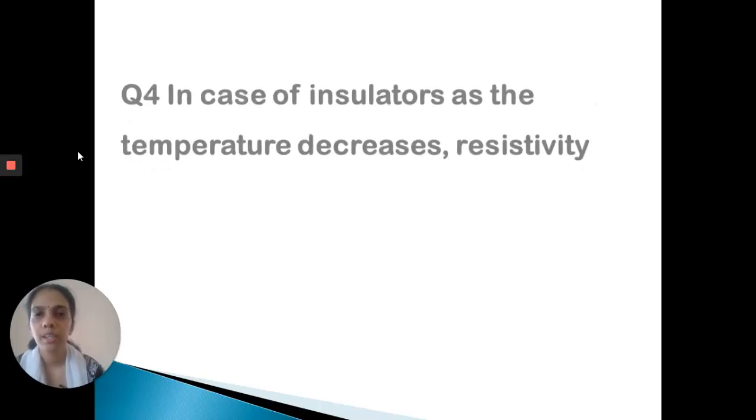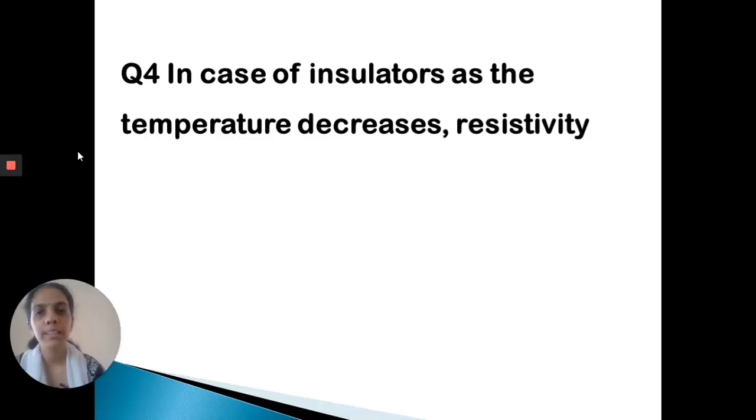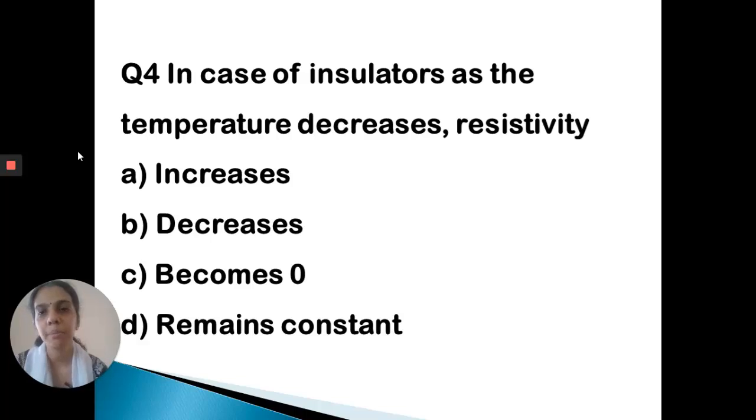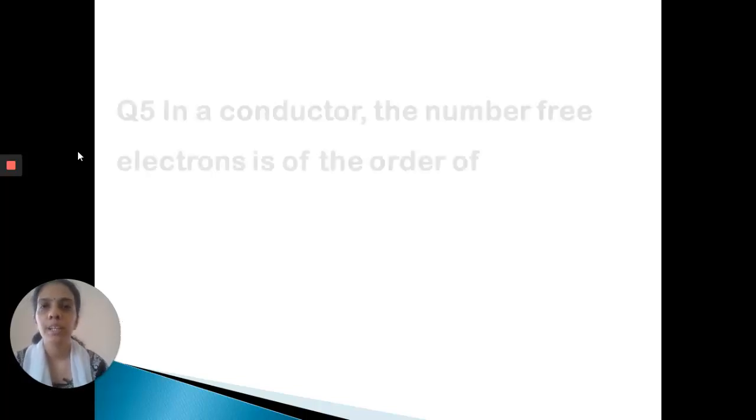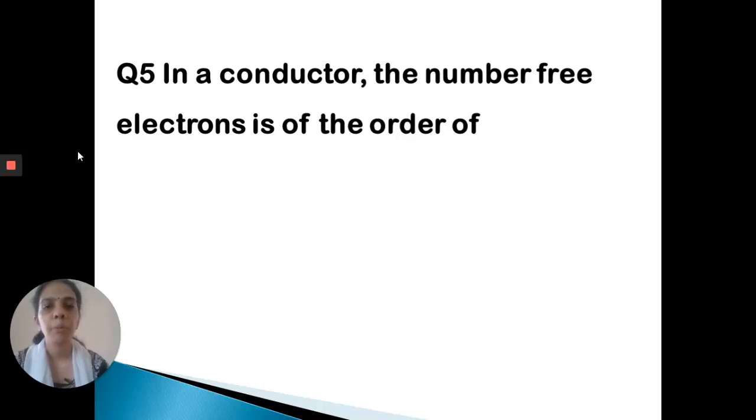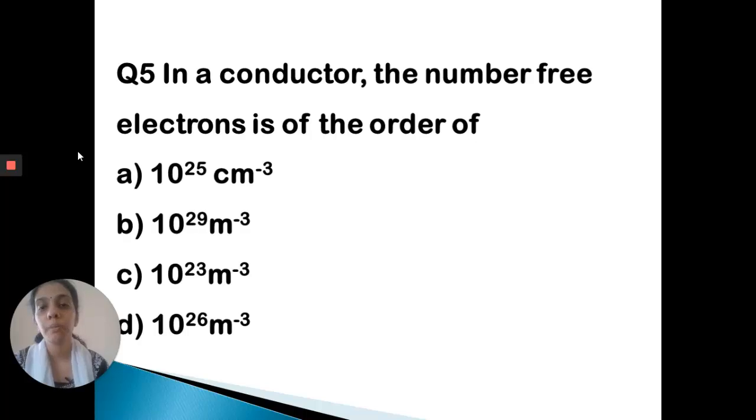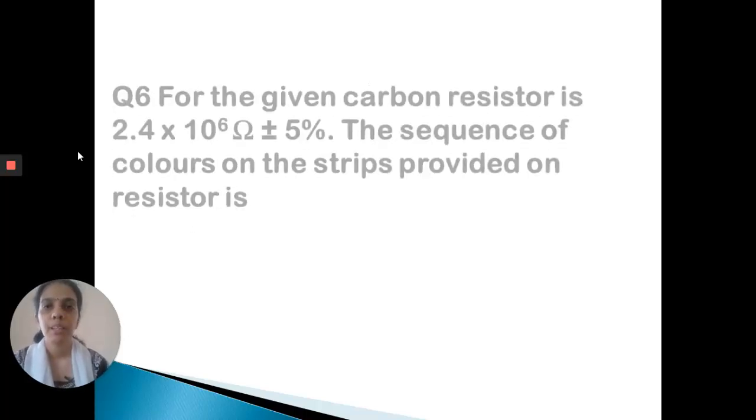The next one: in case of insulators, as the temperature decreases, what will happen to the resistivity? We draw the graph and study it. As temperature decreases, resistivity will be increasing. Resistivity increases as temperature decreases. The next one: in a conductor, the number of free electrons is of the order of, as we told already in the theory also, 10 to the power 29 per meter cube.